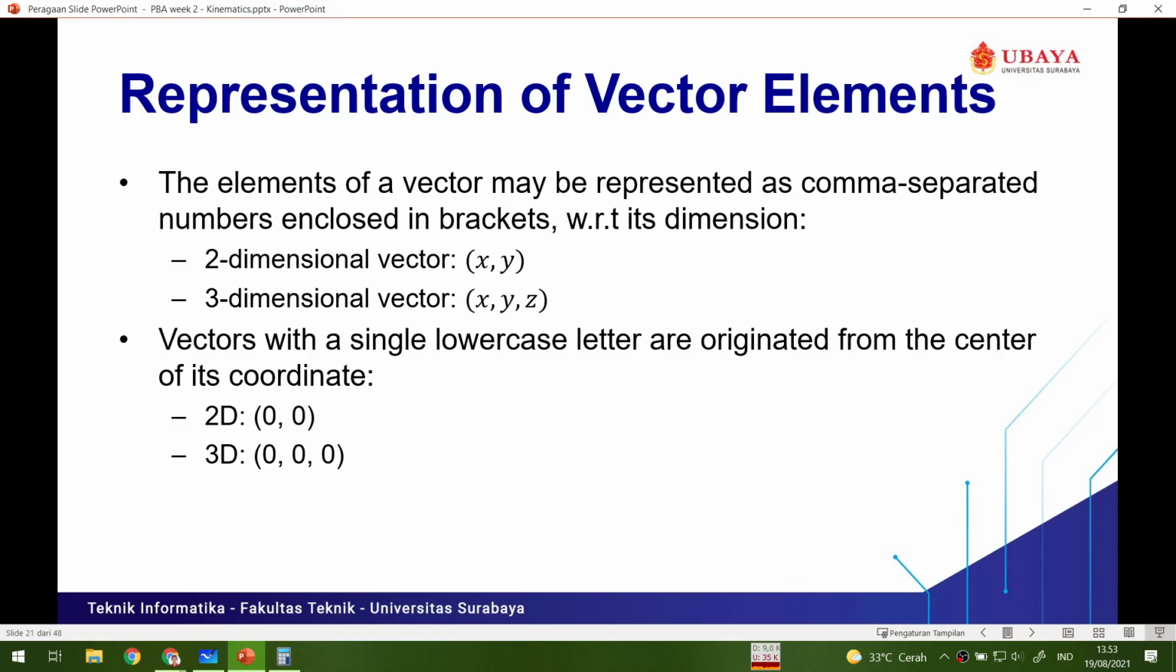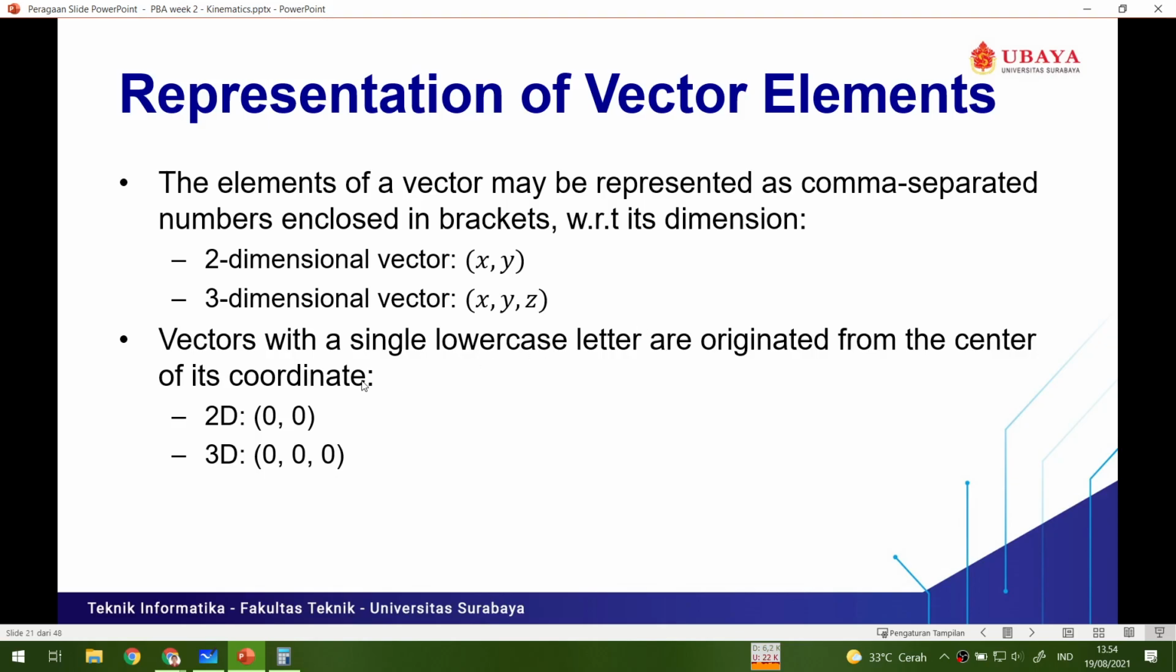So, the representation of vector elements. There are actually many ways to represent vector elements. We only learn one so far, but later I will tell you about how to represent a vector in many other ways. The elements of a vector for now may be represented as comma separated numbers in brackets, with respect to its dimension. So if you want to represent a two-dimensional vector, then just write down x comma y. If you have a three-dimensional vector, then write down in brackets x comma y comma z. Maybe later if you have a four-dimensional vector, well, we don't learn it here, just write down x comma y comma z comma w.